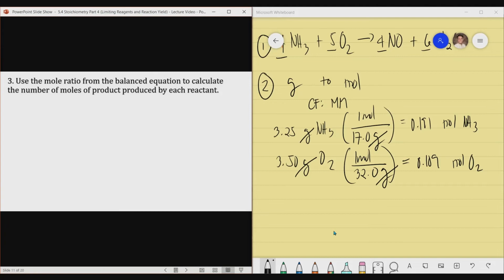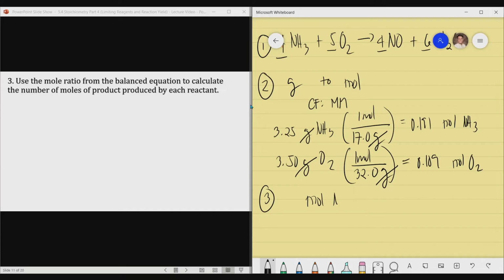Third step: use the mole ratio from the balanced equation to calculate the number of moles of product produced by each reactant. Ano yung sabihin yan? Ibig sabihin lang po nito, itong mga nakuha natin sagot, itong 0.191 mole NH3 at 0.109 mole O2, ay i-convert natin.